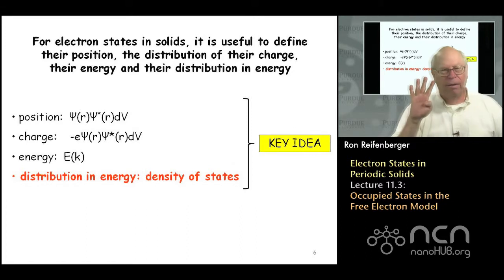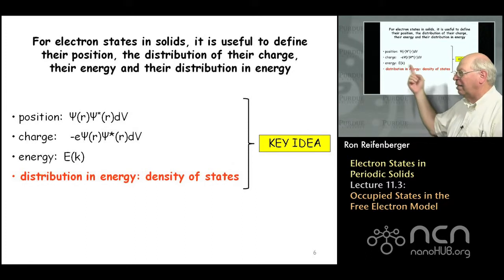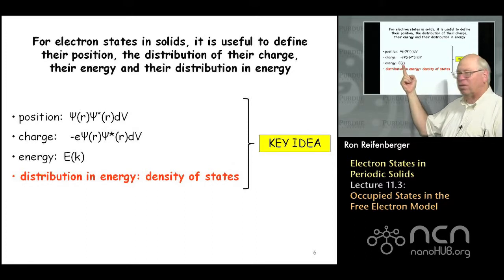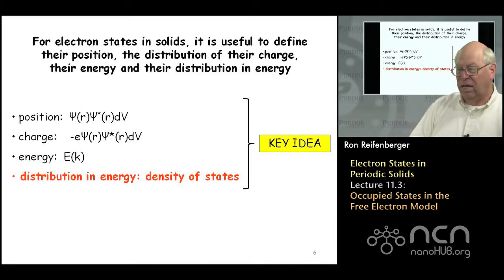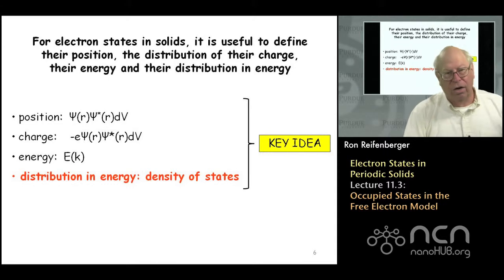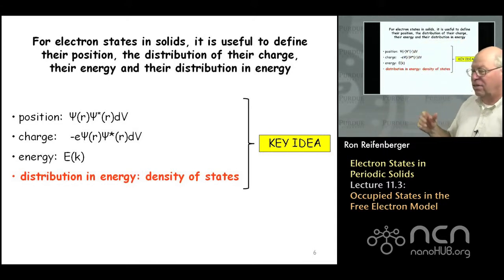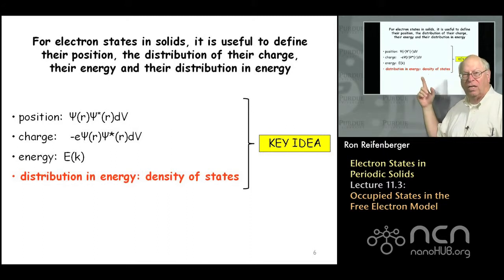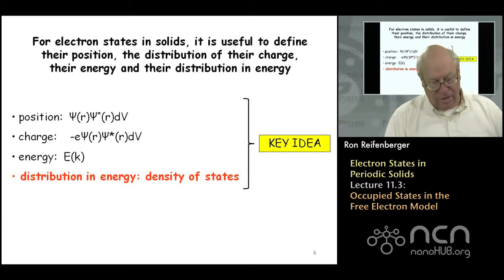Remember, for the hydrogen atom, we had four quantum numbers. When you consider electron states in solids, the quantum number is essentially this value K, because this is going to tell you the allowed values of K for the electron state in that solid. So it's useful to know this energy, E of K. And then lastly, it's useful to know the distribution of these states as a function of energy. And that's this concept of density of states that we've talked about many times throughout the course.